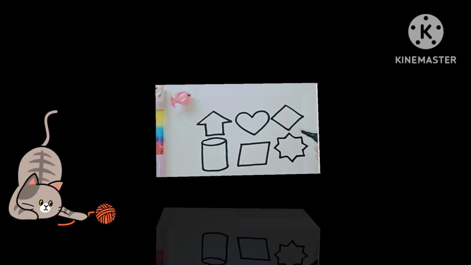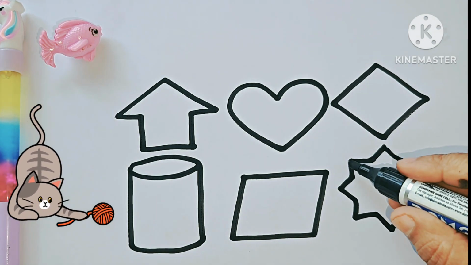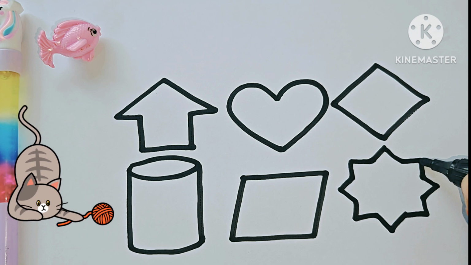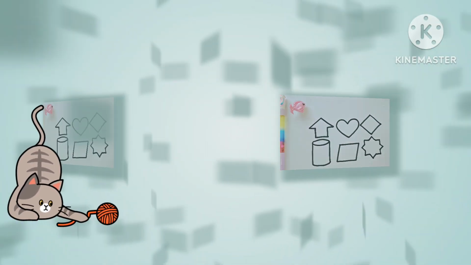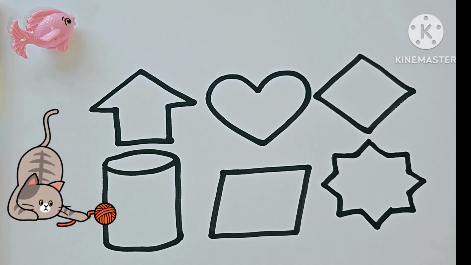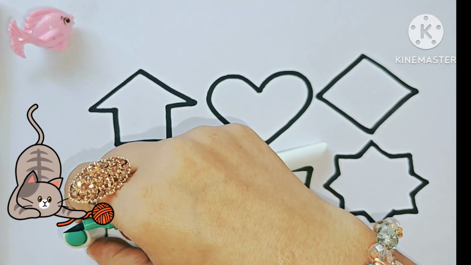This is star. Let us count the points. 1, 2, 3, 4, 5, 6, 7, 8. It is an 8-pointed star. Let us color the shapes and symbols. This is light green.